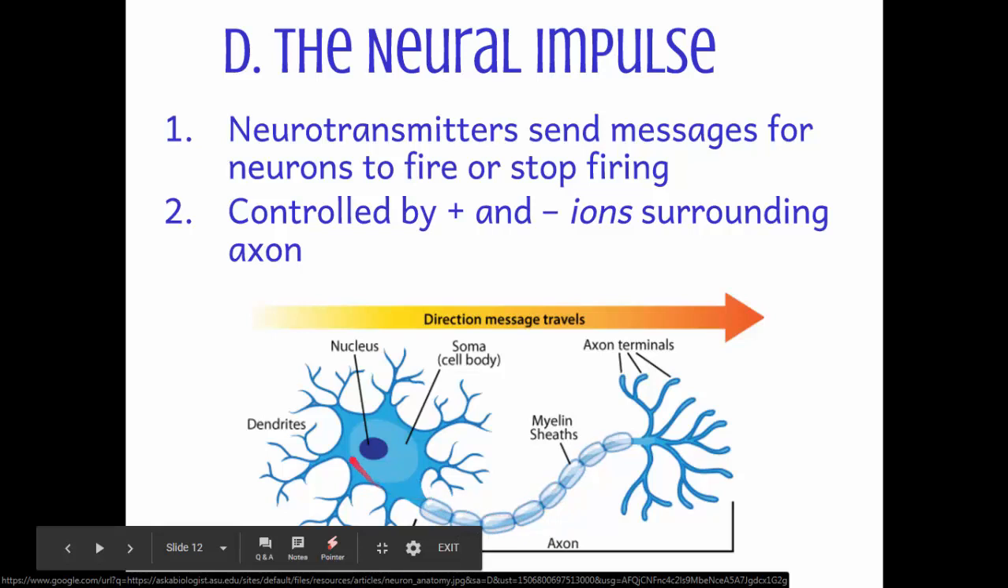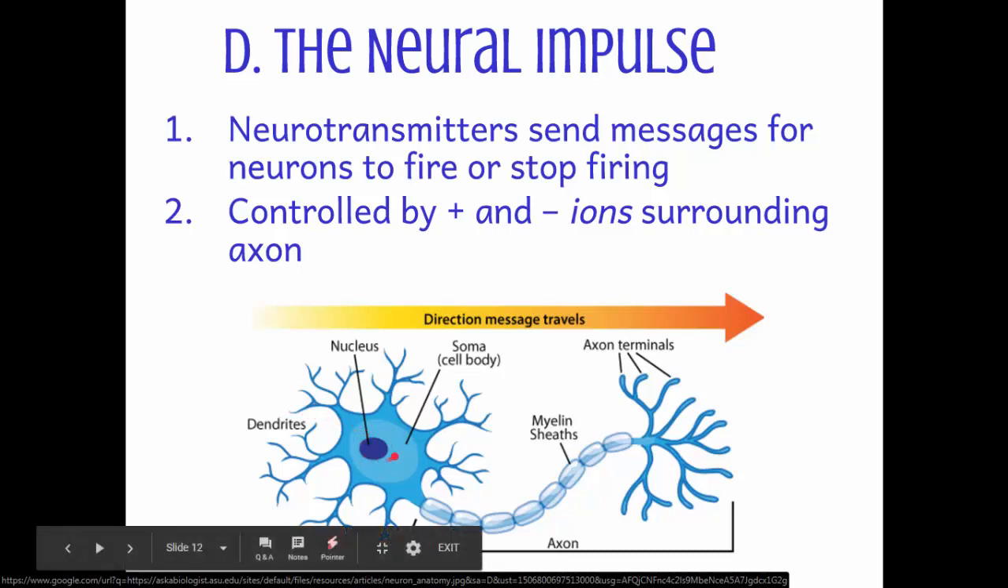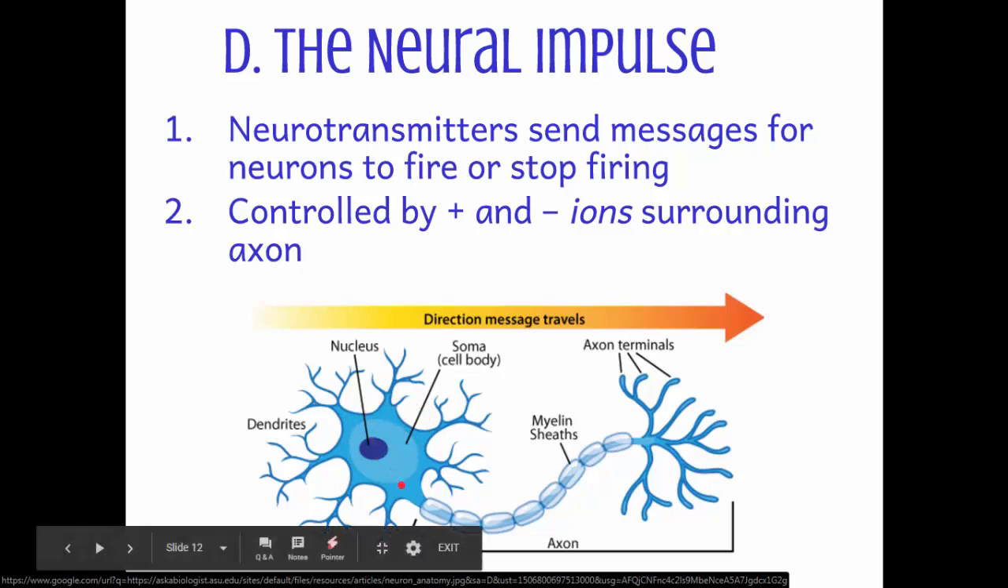Let me just go back for a second. Information is going to come in through synapses into the dendrite of this neuron here. This would be the postsynaptic neuron that's receiving a message. Then it's going to go into the cell body, or the soma, and that's where information is processed to make a decision whether we're going to stop firing now, or send an impulse to tell another neuron to fire or to stop firing.